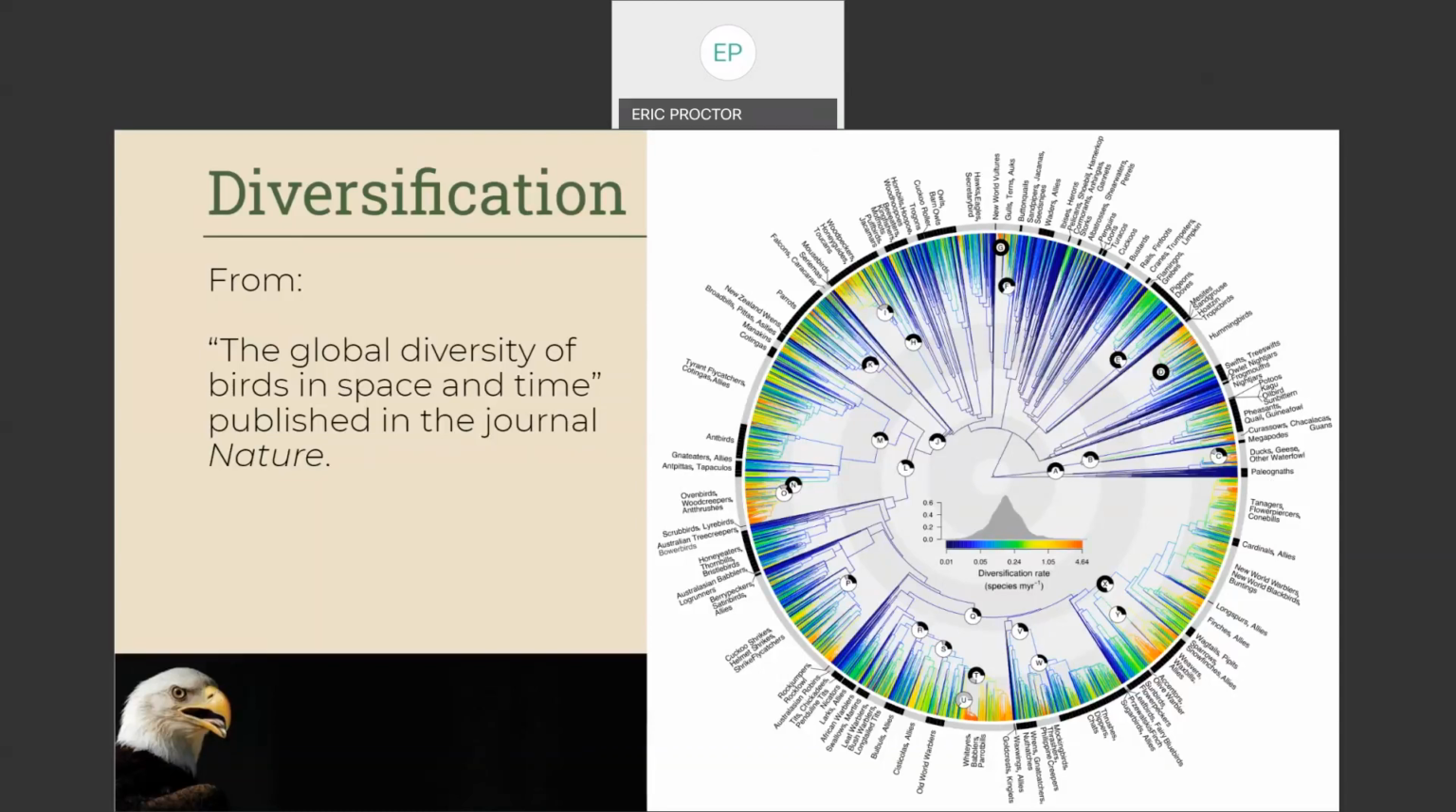Also, the colors represent diversification rate. So warmer colors, reds, yellows, oranges, show groups of birds that are evolving the fastest. If you look in that lower right-hand side of the circle, you can sort of see a lot of diversification happening among those types of species. Like I said, this came from a research article called "The Global Diversity of Birds in Space and Time," published in Nature just a few years ago.